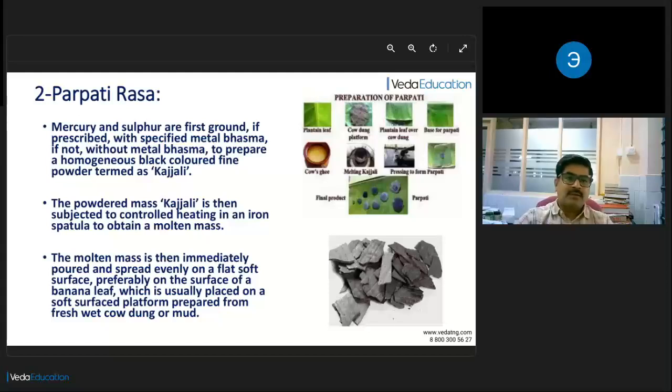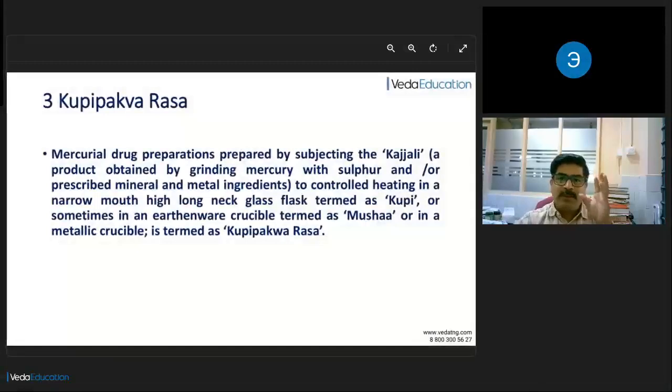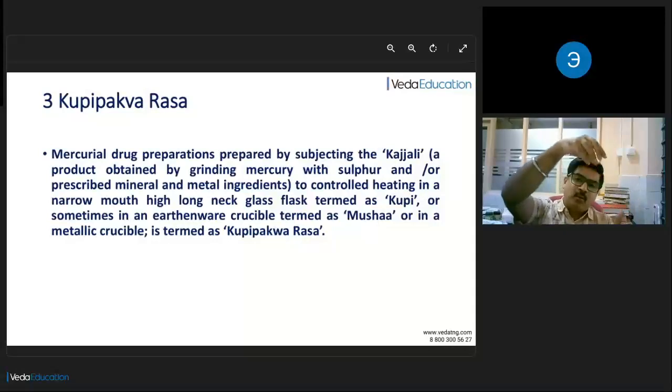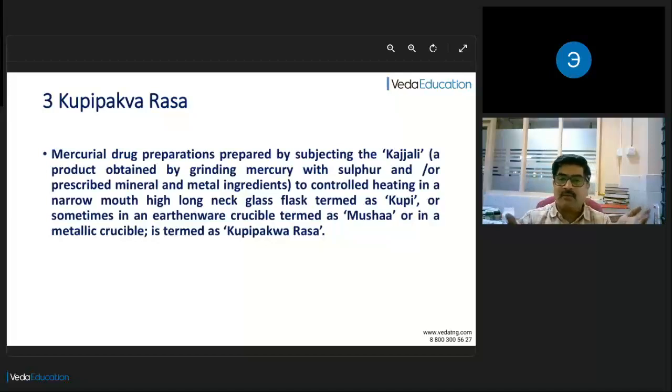Okay. The third one is known as Kupi Pakwa. Kupi is the Sanskrit term for bottle. So the mercurial drug preparations prepared by pouring them in a kupi, or a bottle, and subjecting them to a controlled pattern of heating are known as Kupi Pakwa Rasa. That means the medicinal ingredients will be ground together, and then filled in a glass bottle, and that glass bottle will be heated at a controlled temperature.